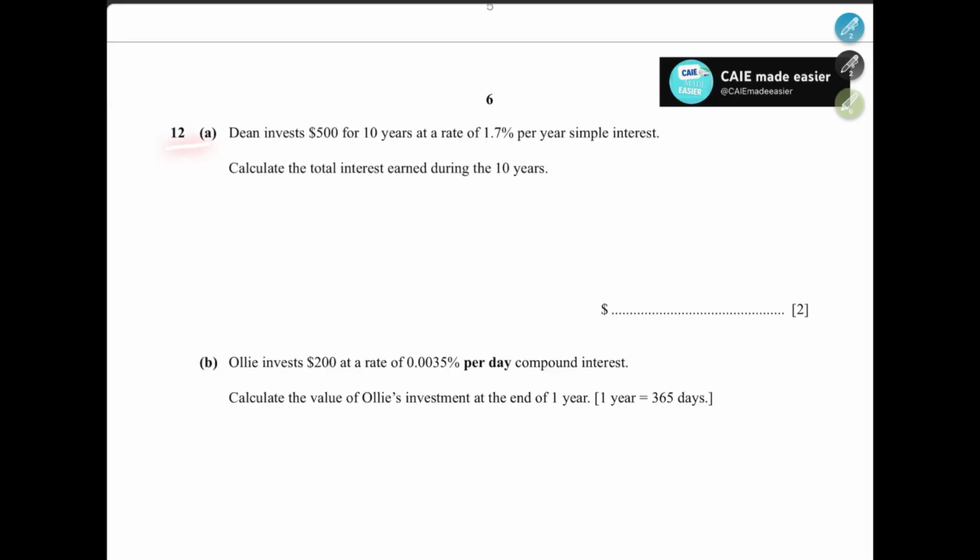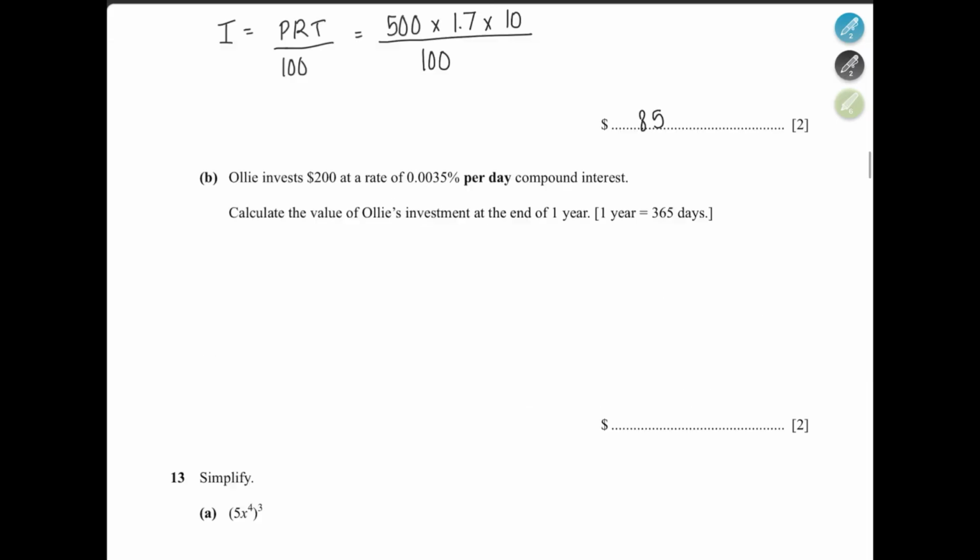Question number 12. Dean invests $500 for 10 years at a rate of 1.7% per year simple interest. Calculate the total interest earned during the 10 years. So the formula is I equals PRT over 100. What is P? The principal amount is 500 multiplied by the rate 1.7. That's a percentage, therefore we'll divide this by 100. Multiply by time, which is 10 years, and that is going to be $85.